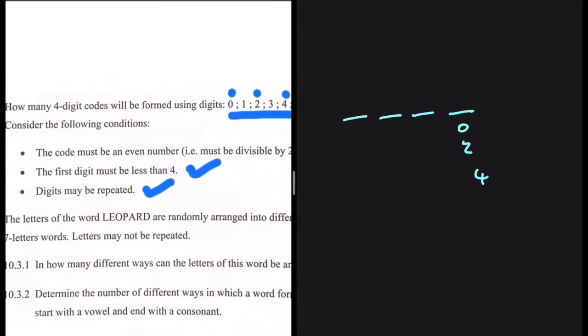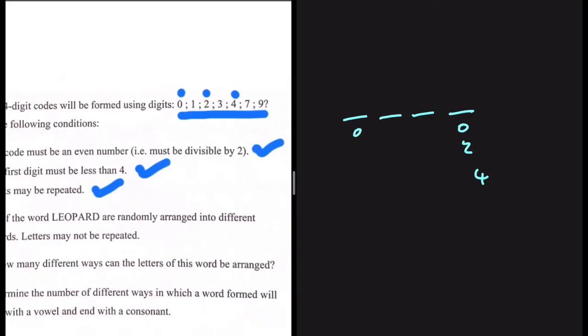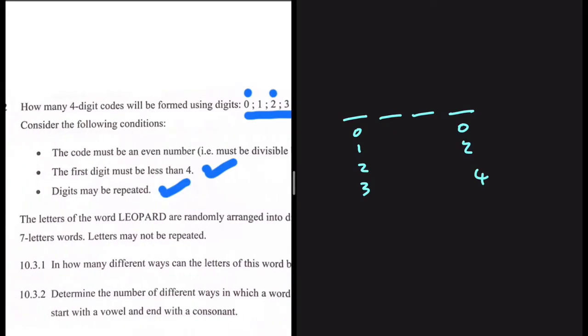The first digit must be less than 4. If it is less than 4, then only 0, 1, 2, 3 can occupy that first spot. We need to put that in mind. So in the first position, one of the 4 digits can occupy that spot, and then on the last position, one of the 3 digits can occupy that spot.